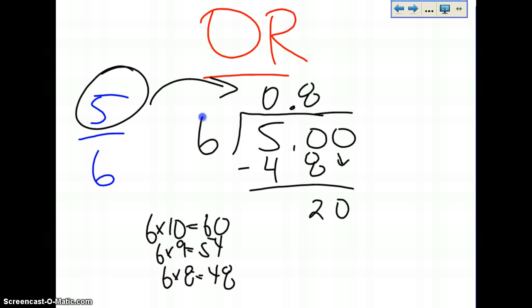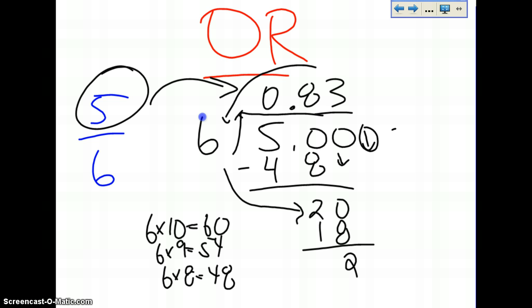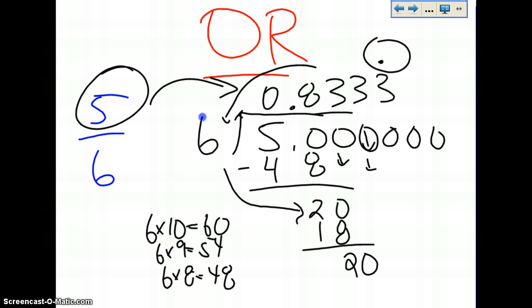Bring down the 0. 6 goes into 20 how many times? Well, I know 6 times 3 is 18. So I'm going to put the 3 up there. 6 times 3 is 18. 20 subtract 18 equals 2. Oh, and those zeros, there's unlimited zeros here. You can keep bringing them down, but you're going to find that your answer continues. So 0.8333 continued, but you can just do a couple 3s, and then that's good. So I know that 5 over 6 is equivalent or equal to 0.833. Okay, so that's a second way to find the decimal.